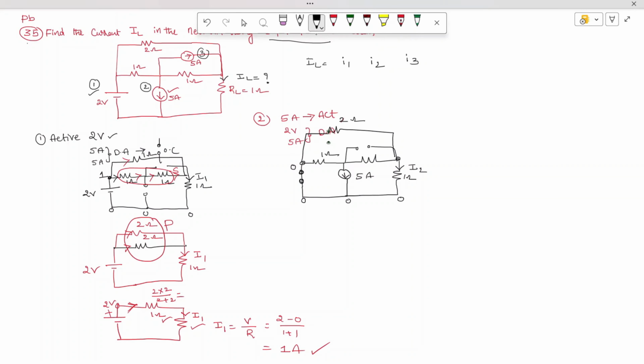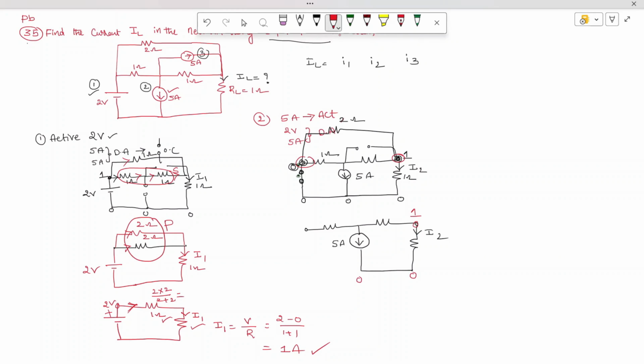Now let's mark this as node 1 and this as node 0. I'm redrawing for clarity. The same 1 ohm, and the current source in this direction, which is 5 ampere, and here it is connected. In this branch we require the current, which we are labeling as I2. Between 1 and 0, this branch is completed.